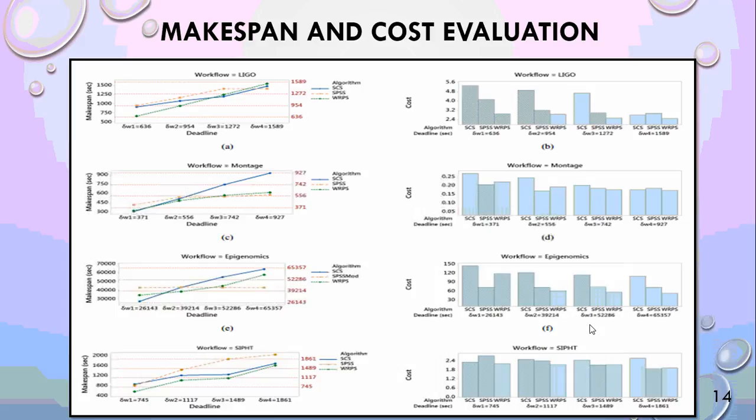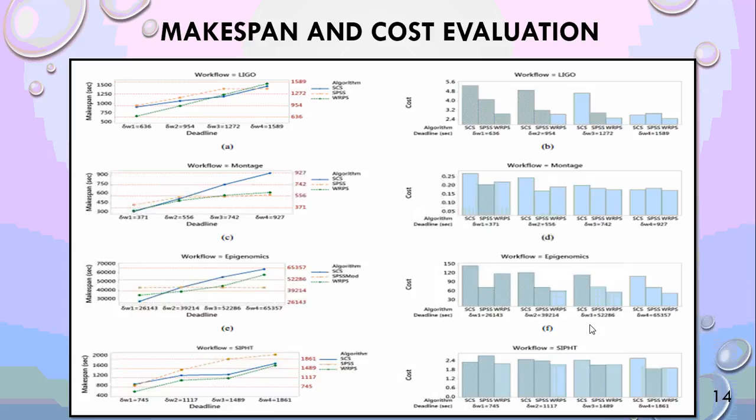For LIGO, deadline 1 is too tight, but deadline 2 is not too bad. WRPS successfully completes the execution before the deadline, but we can see that the other three still do not succeed in completing before the deadline. We also note that WRPS is very cost efficient. Therefore, we can conclude that WRPS outperforms in terms of execution cost.